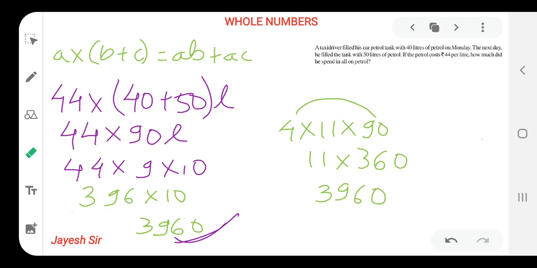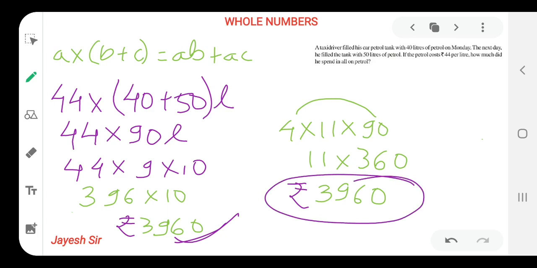Yes friends, I hope you all are clear with this. So our answer is rupees, what is our answer? Rupees 3960 were spent on petrol in these 2 days. How many rupees? Rupees 3960 were consumed. I hope you all are getting it, friends, and that's our answer.